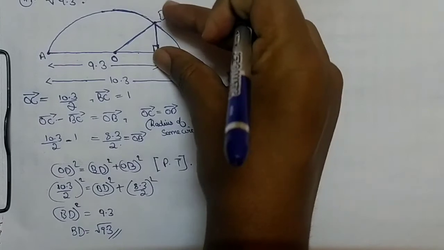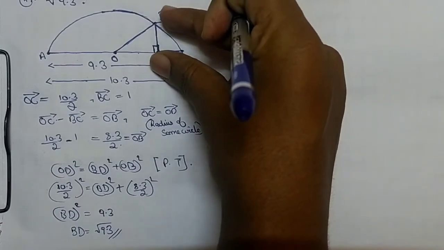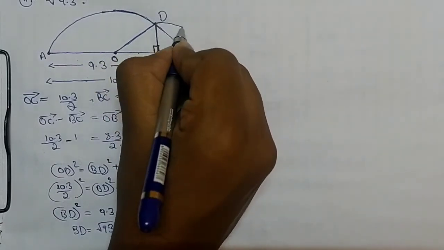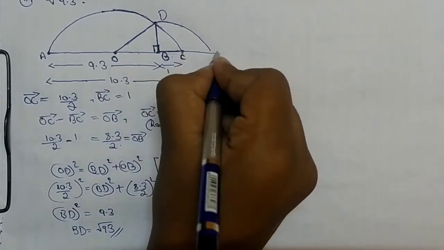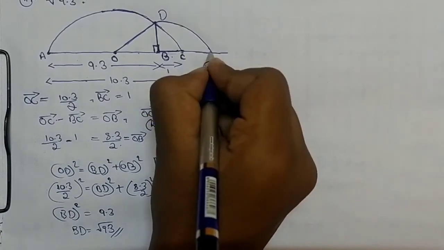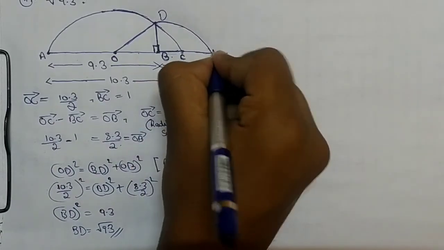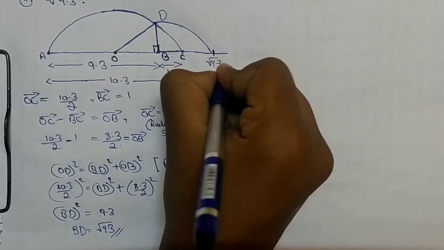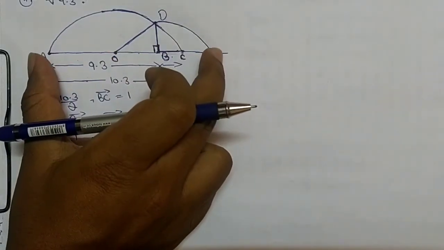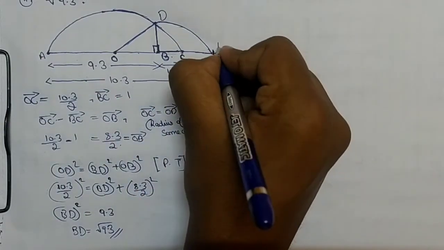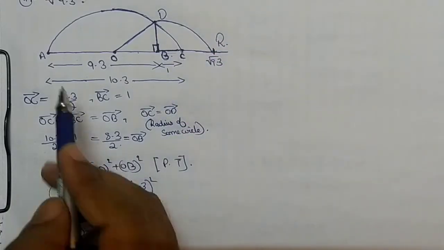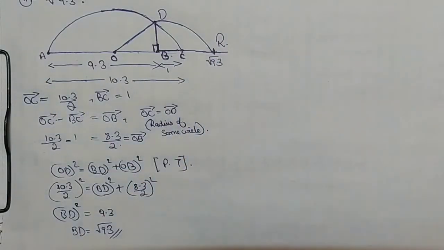take BD as a radius and draw another circle which should touch the number line. See, this is the number line. Draw another circle which should touch the number line, and this point is going to be root 9.3. This length is going to be root 9.3. Since this is the result, you can mark this as R, any number from A to R gives you root 9.3, and hence we represented root 9.3 on a number line.